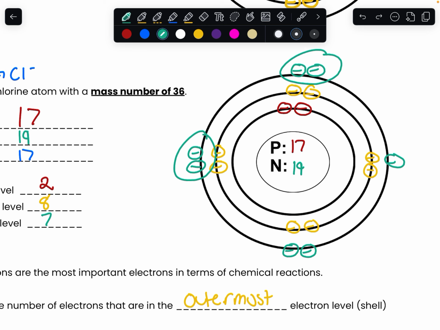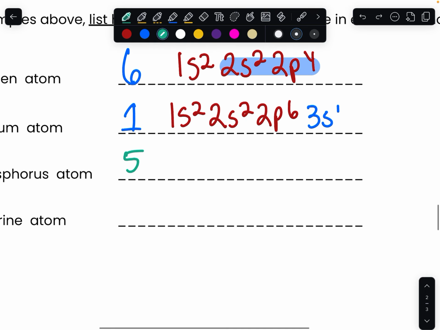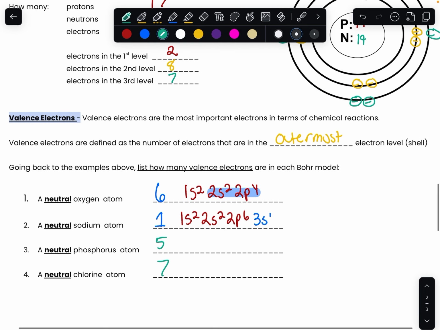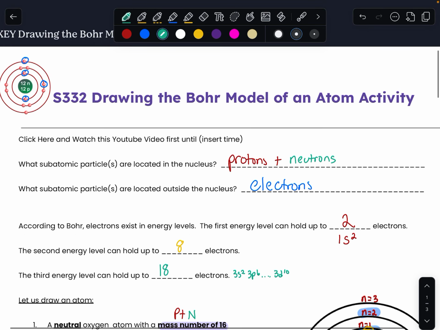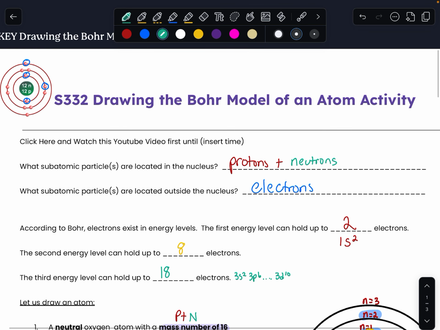Hopefully this was a good primer for you to learn about the Bohr model of the atom. At this point, you should have this activity completed. Go ahead and submit it and make sure that it is done.